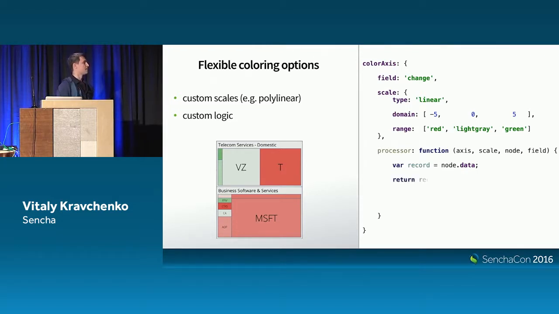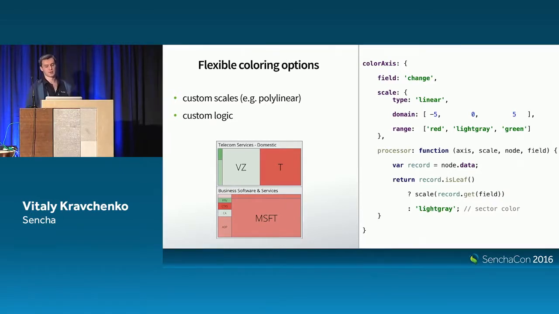name. What we can do is fetch the record that is associated with the tile and check if it's a leaf node or not. If it is, that means it's a company, not a sector, and so we can get the field value from our model and pass it to the scale function that gives us a color. If it's a non-leaf node, it means it's a sector, in which case we want to use light gray color.